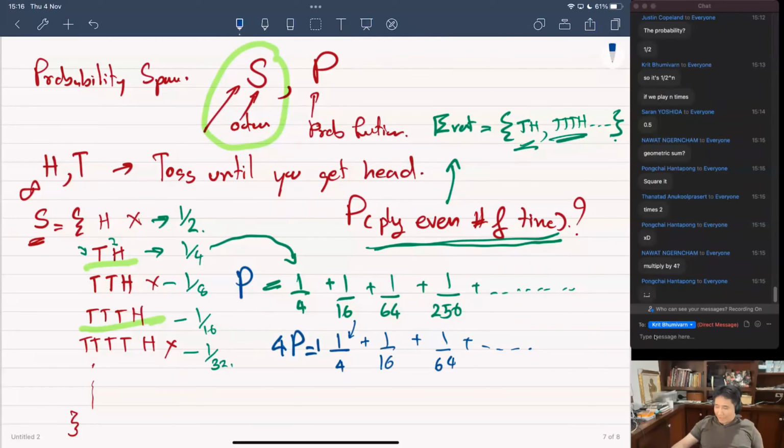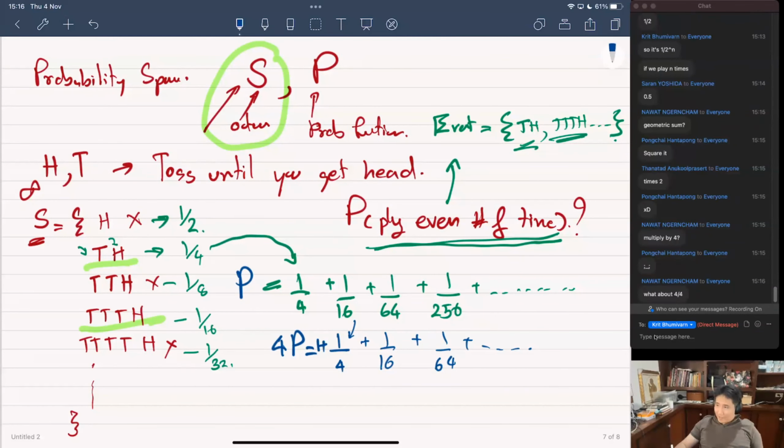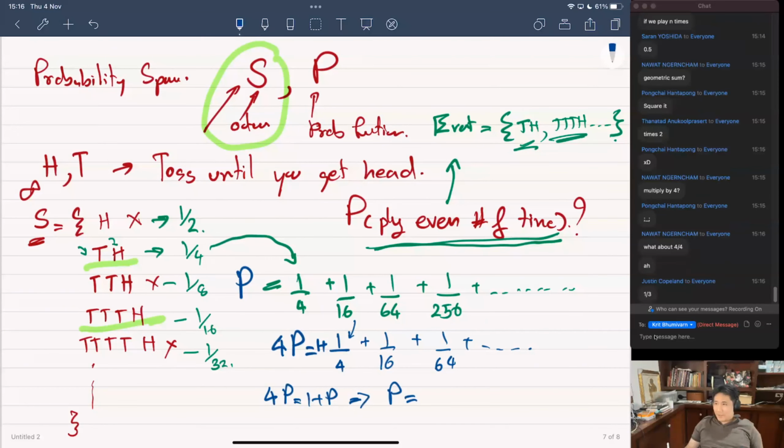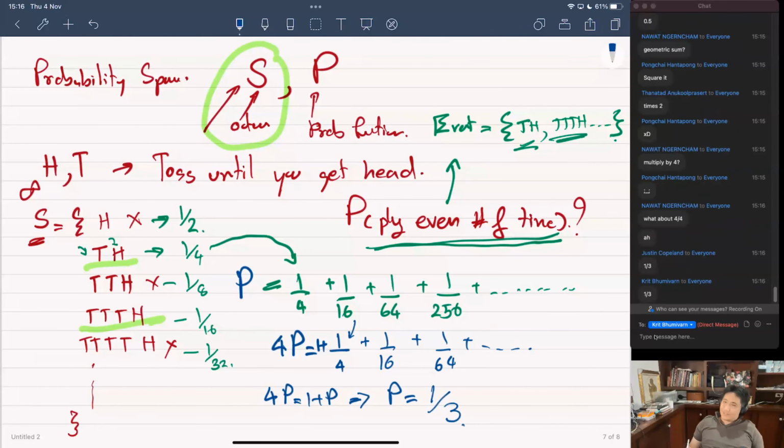Oh, I forgot the 1. Sorry. So you get 4p is 1 plus p. So that means p is how much? Can you tell me? 4p is 1 plus p, so it's going to be 1/3. Thank you very much.